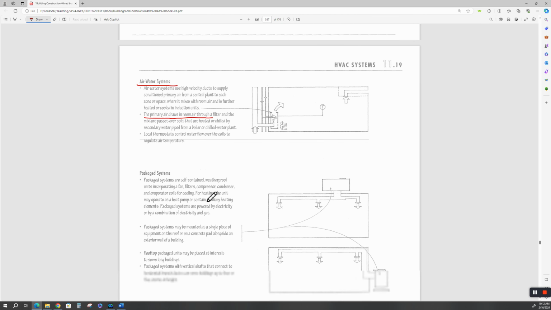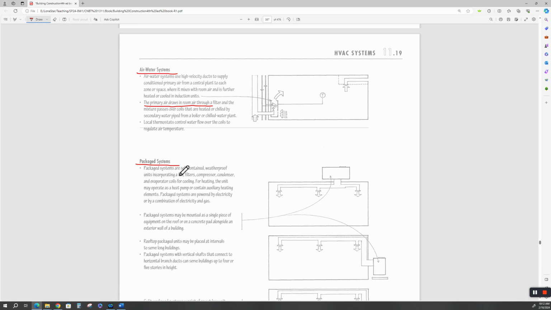All right. The package system. The package systems are self-contained, weatherproof units incorporating a fan, filters, compressor, condenser, and evaporator coils for cooling. These are DX units. Some of them are small, some of them are huge. I've got a friend that has a commercial HVAC company, and he spends all his time doing commercial work. Some of these units are so big and stuck in the middle of a giant building complex, you have to use a helicopter to set these things, or big cranes.